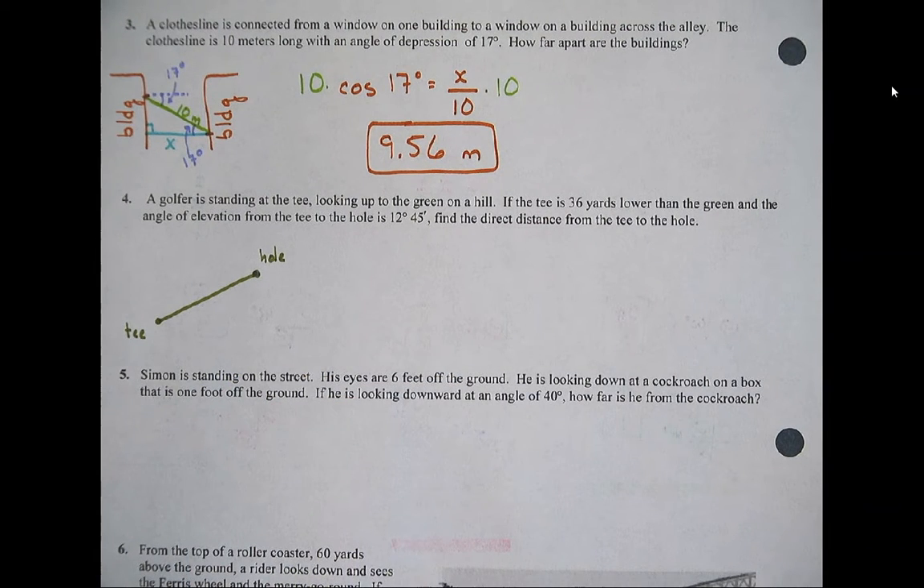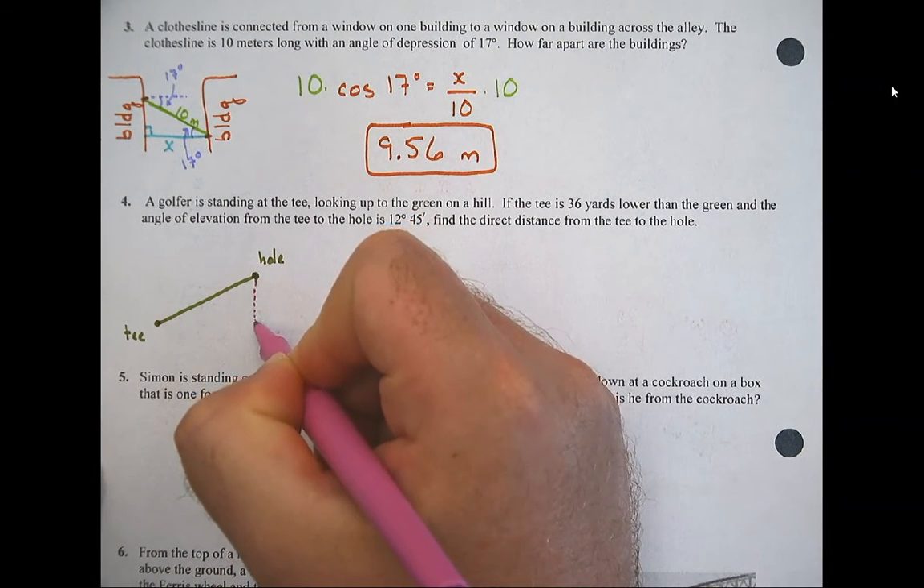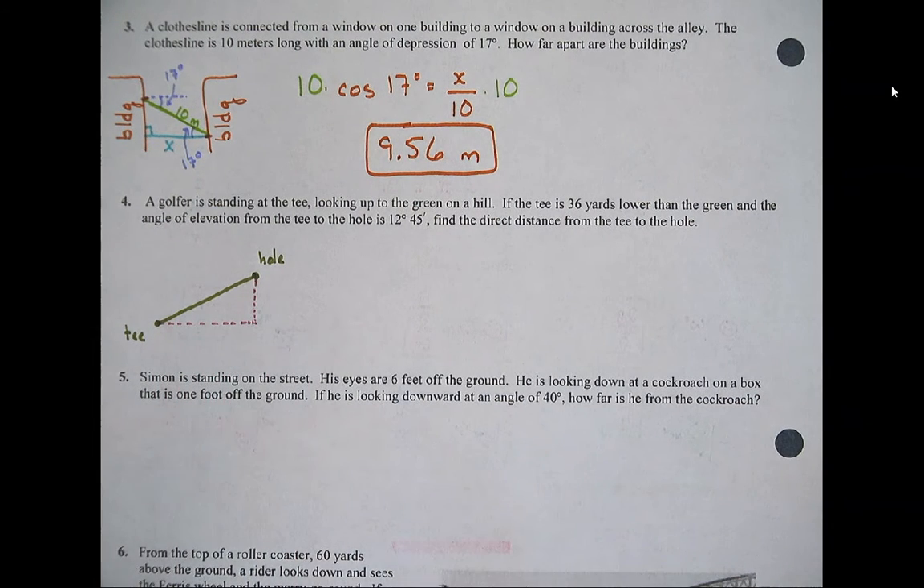Now, do you see the right triangle? I can't see it for you. You have to recognize that right triangle on your own. I can see it, and it's right here. I drop a vertical there, and I drop a horizontal here. Now I've got my picture drawn. I've got my right triangle.